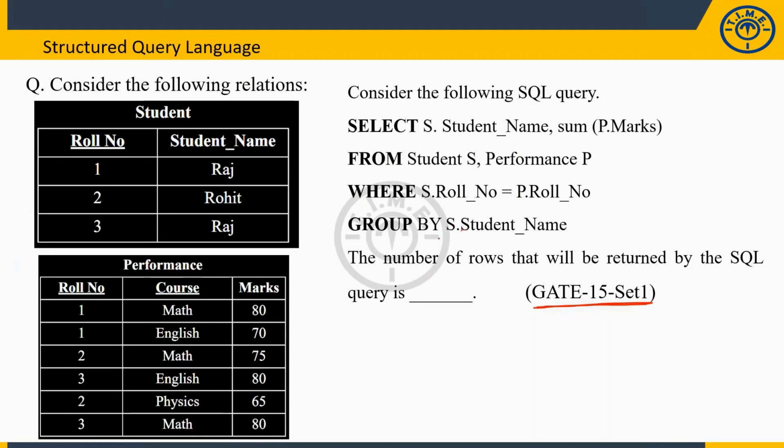What is this query? A GROUP BY query. It is grouping according to which attribute? Student name. Okay. So here, how many student names do we have? Raj, Rohit, Raj. So it is grouping according to the student name. Raj will be in one group, and Rohit will be a separate group. So how many groups are there? Two groups. So how many rows in the output? Two rows.